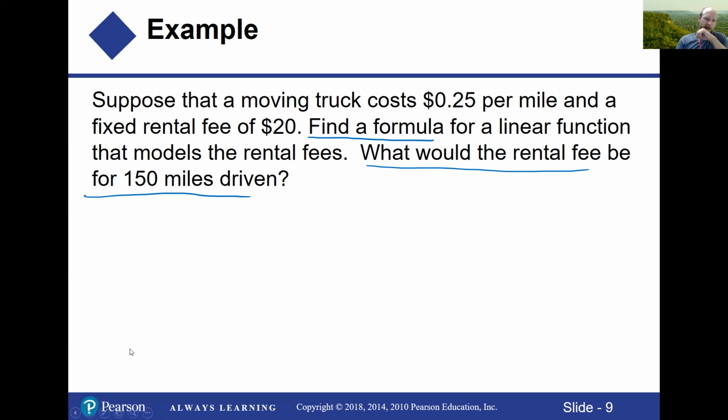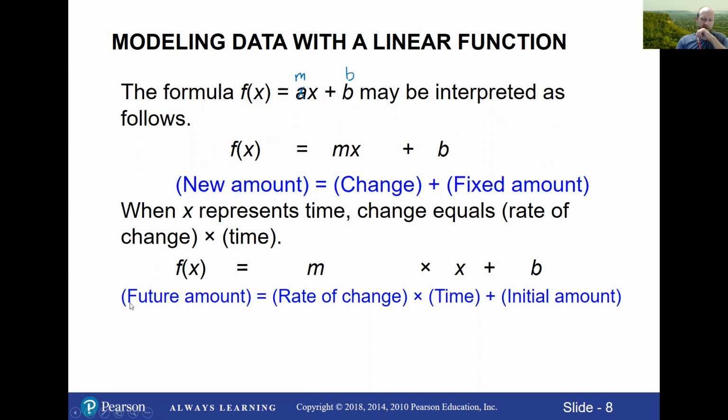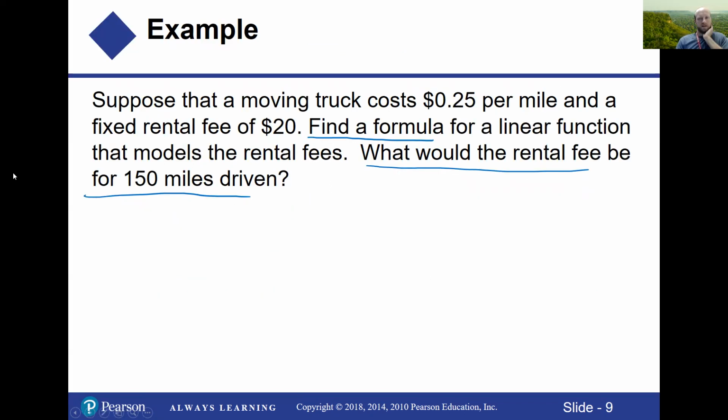Well, if we go back to our formula, we have a future amount is equal to a rate of change times time plus an initial amount. So if we have a future amount equals a rate of change times time plus an initial amount, let's try and come up with a formula of what this would be.